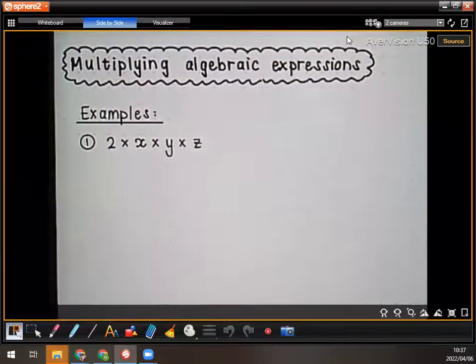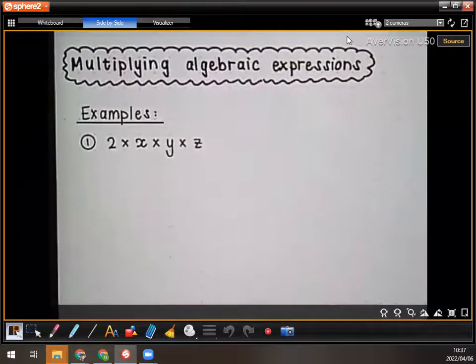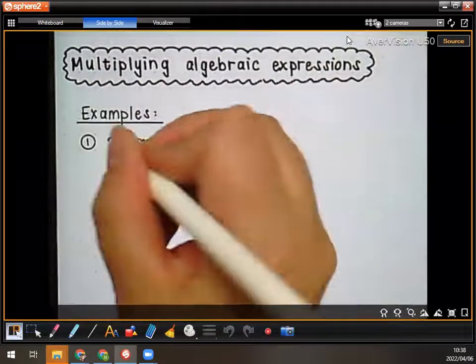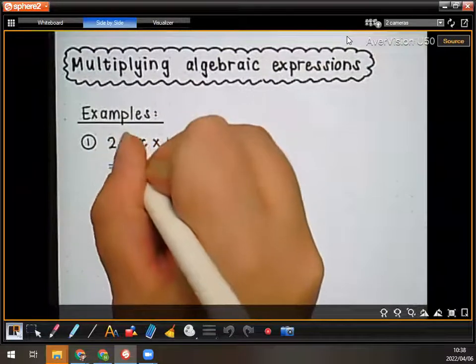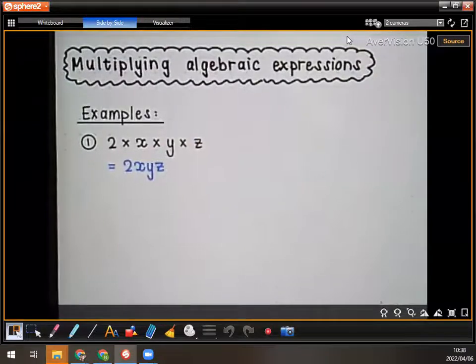Now guys, we also actually wrote this down, I think, in the algebraic conventions, that we don't have to write those times symbols, right? We can actually just write the numbers and all the letters next to each other. Okay, so how can I write this differently? 2 times x times y times z. If I just leave out all of those times symbols, what is this? 2xyz. Okay, here we go. 2xyz. Right, so that's a straightforward one to start off with.